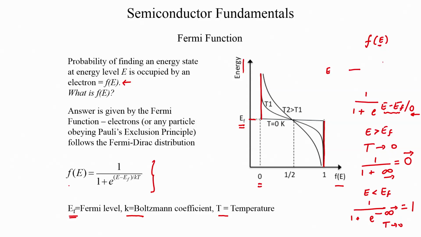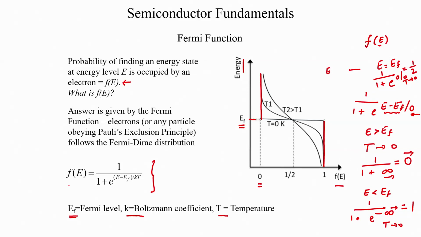So, when you have E equal to Ef, the Fermi function has a value of 1 by 1 plus e to the power 0 by 0. So, in some sense it is undefined, so we need to take limits. Let us say t is heading towards 0. So, you have 1 by 1 plus e to the power 0, which is 1, and therefore this function tends to 1 by 2.